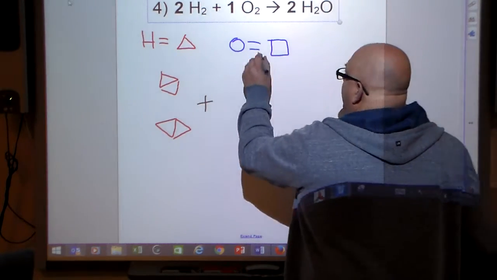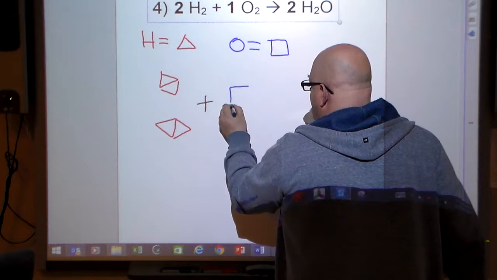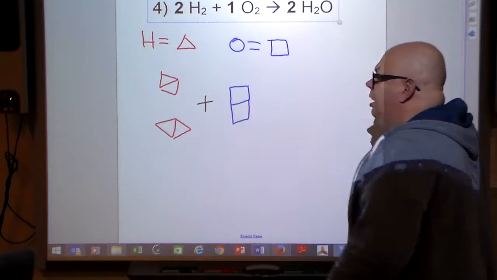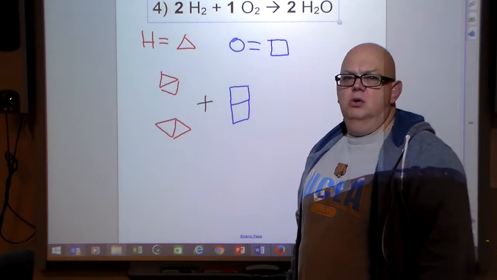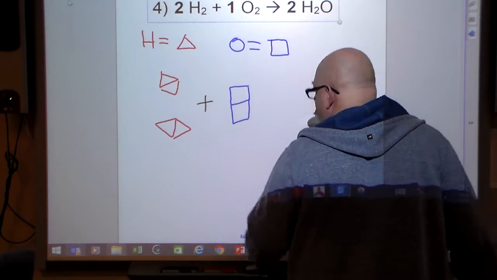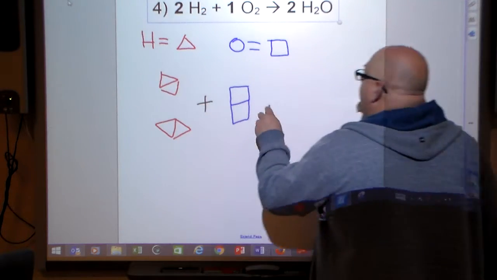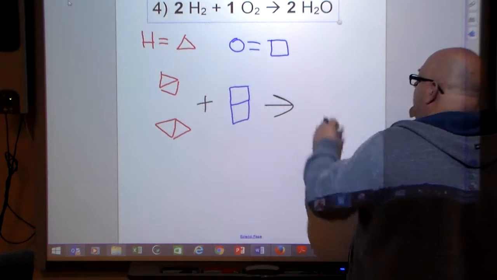Okay? So we have one O2. All right. So I'm going to represent the O2 with 2 blue boxes like this. Now, do you have to have your shapes colored? That's up to you. That's just a preference thing. Okay? So I have my 2 H2s. I have 1 O2. And remember, the arrow means this will result in, or this will yield.